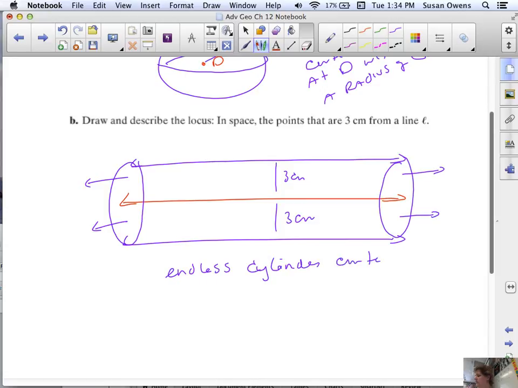Centered at line L and with a radius of 3 centimeters. And that's it for today's notes.